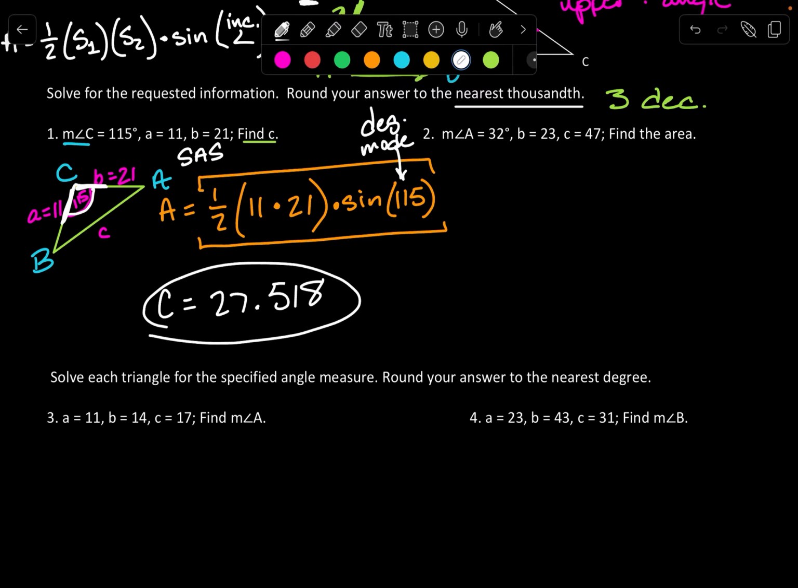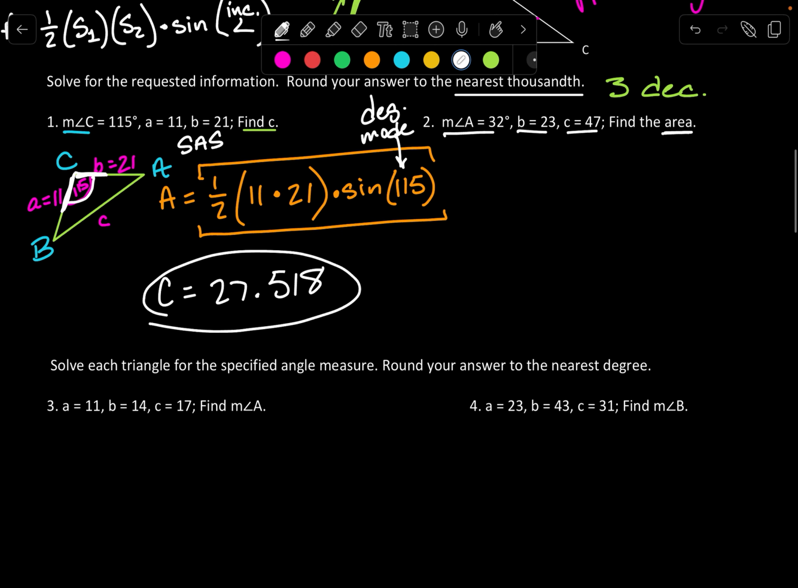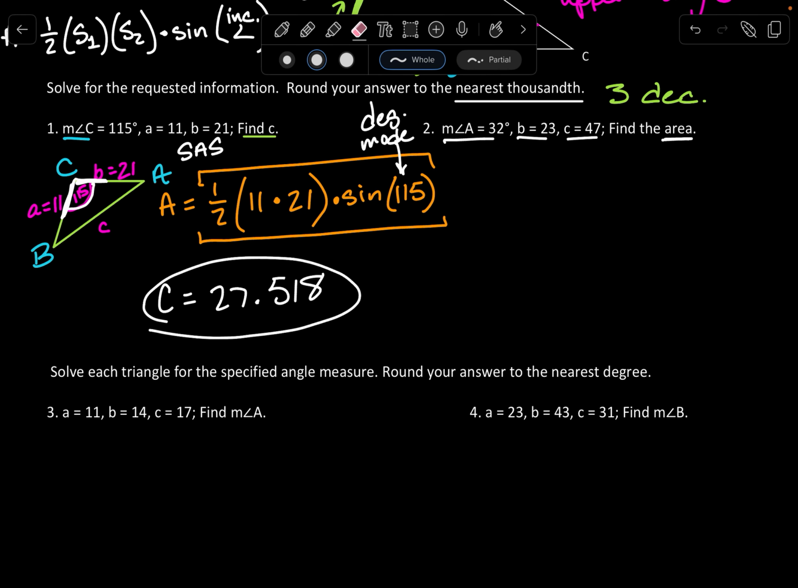For our next question, question 2, they give us A, they give us B, they give us C, and they want us to find the area, which is what I just did for question 1. So I'm not going to re-record this, so I'm going to delete it. I know this is going to make some of you mad. I apologize.